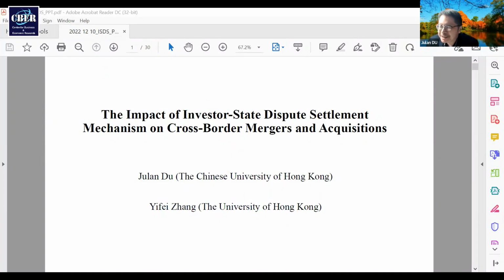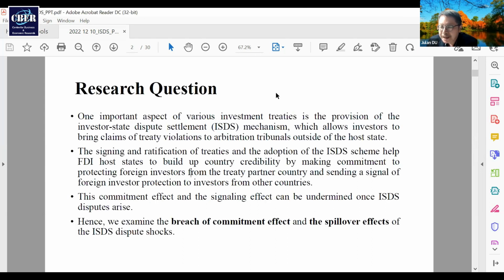The issue we are studying is the impact of ISDS cross-border M&A features. We know that in many bilateral or multilateral trade agreements, there is a provision of ISDS, which allows investors to bring claims of treaty violations to arbitration tribunals outside of the host state.